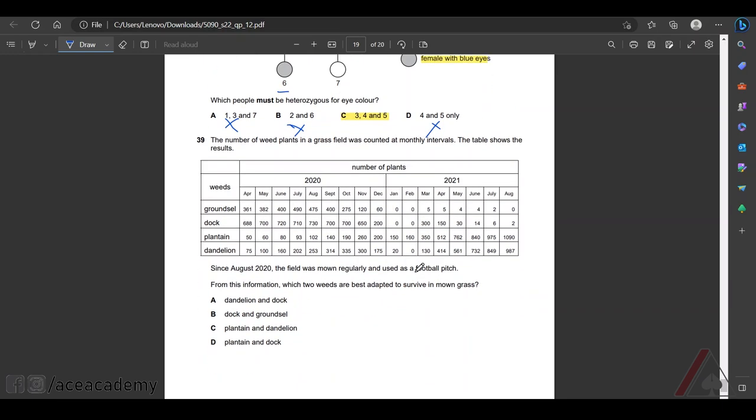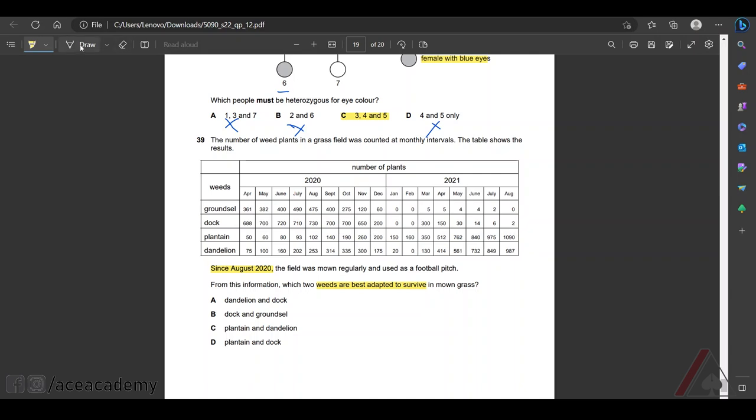Now let's look at the next question. The number of weeds in a grass field was counted at monthly intervals. The table shows the result. Since August 2020, the field was mown regularly and used as a football pitch. From this information, which 2 weeds are the best adapted to survive in mown grass? Now this question can be solved very easily. We just see our final values are from August 2021.